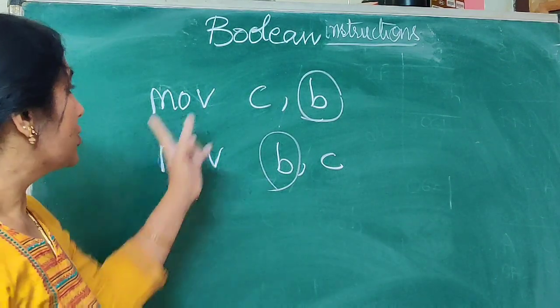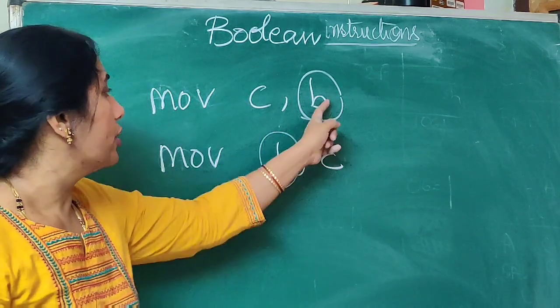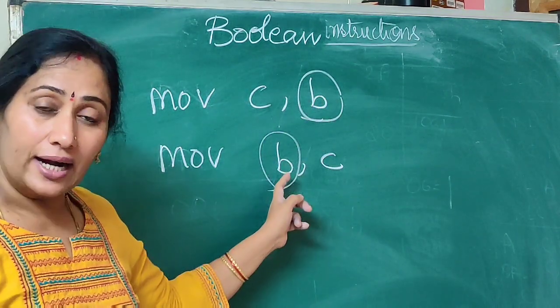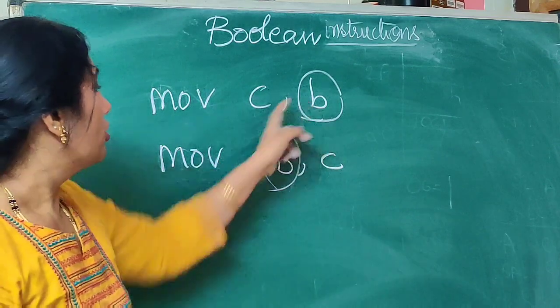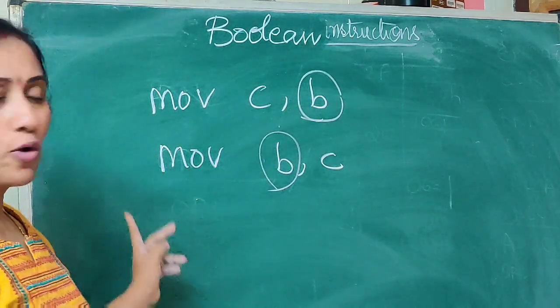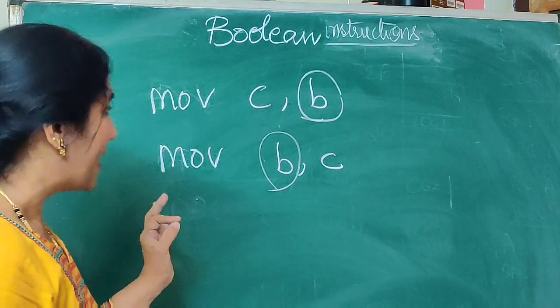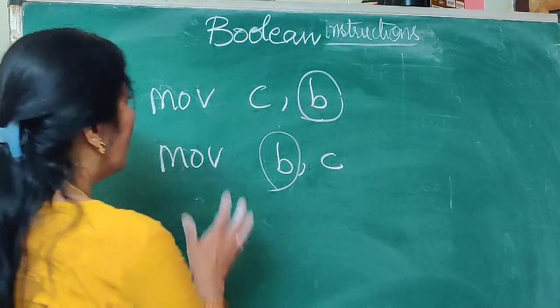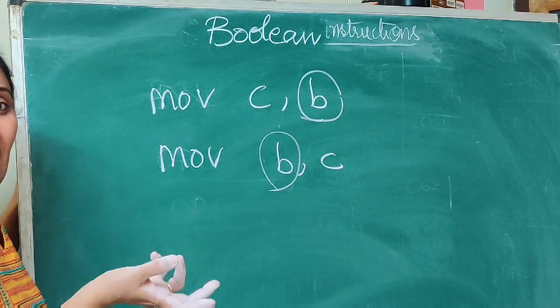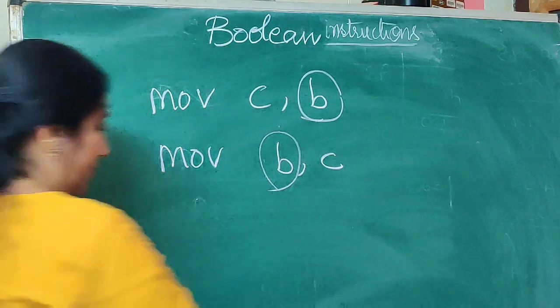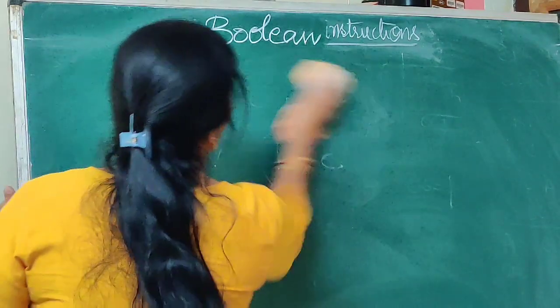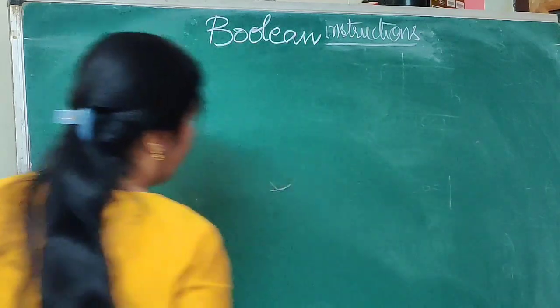What is the length of the instruction? 2 bytes, because I am going to specify over here the address, the bit address. So the bit address will take 1 byte and the opcode is going to take 1 byte. So total length of the instruction is going to be 2 bytes over here. So this is going to be the Boolean instructions wherein you are having the data transfer. Okay. Now, we'll move on to the next.